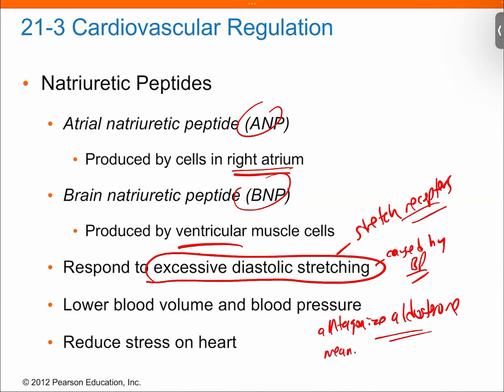And what does that mean? That means they dump sodium and water. Instead of reclaiming it, they dump it. So what they do is they stimulate the dumping of sodium into the filtrate, and then that causes water to exit the body into the filtrate and urinate that out. And that brings your blood volume and your blood pressure back down so that it's not so high. So this reduces that amount of fluid pressure stress that's on the heart itself.